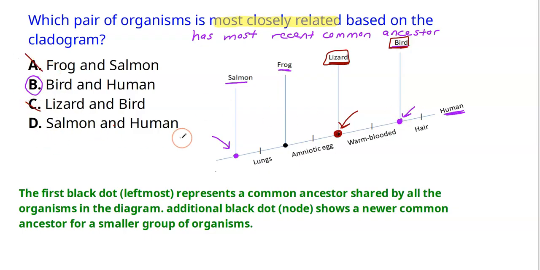What about salmon and human? Where's their most recent common ancestor? Well, if you trace it back, it will also be here too, right? Human, trace it back, common ancestor, further back in time, common ancestor, further back in time, right here, and that matches up with the salmon right here. So the human and the salmon have a common ancestor here as well, but it's much further back in time than this one. So my answer is B.